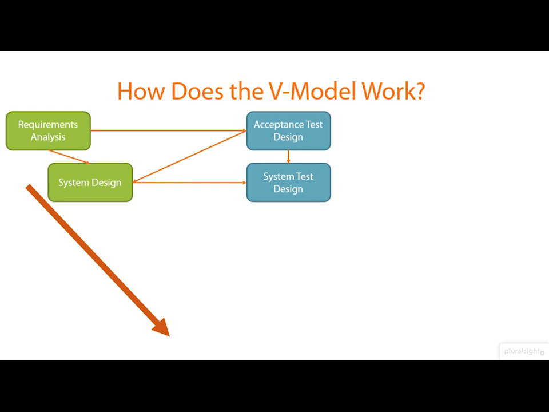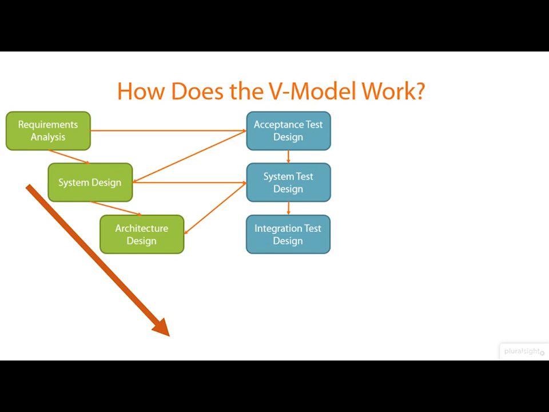Once you have clear and detailed product requirements, it's time to design the complete system. The system design would comprise of understanding and detailing the complete hardware and communication setup for the products under development. A system test plan is developed based on the system design. Doing this at an earlier stage leaves more time for the actual test execution later. Then we have the architectural design.